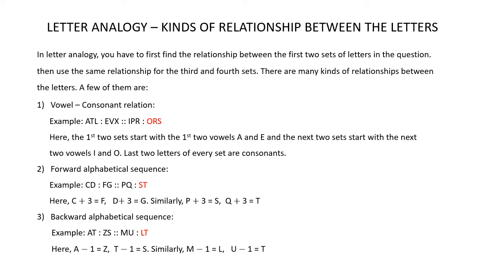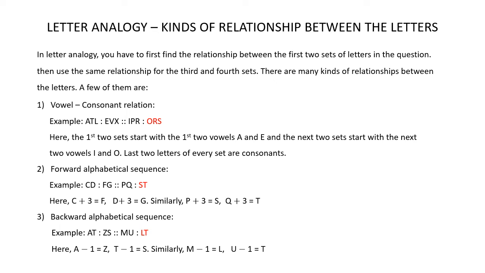Vowel consonant relation. For example, ATL is to EVX. Similarly, IPR is to what? So here first find the relationship between the first two sets of letters. When you look at the first two sets of the letters in the given question, you will see that the first two sets start with the first two vowels A and E, and the last two letters are consonants. So use the same relationship for the third and fourth sets.